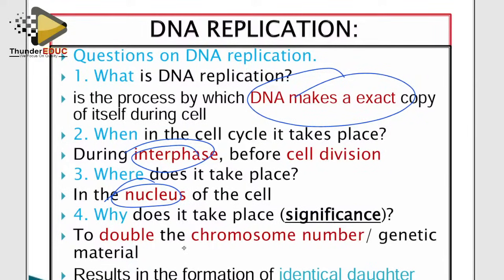They're saying that it doubles the chromosome number. It helps to double the what? The chromosome number. So basically, why do we double the chromosome number? So that when it undergoes meiosis, each cell is supposed to have the same number of what? Chromosomes.